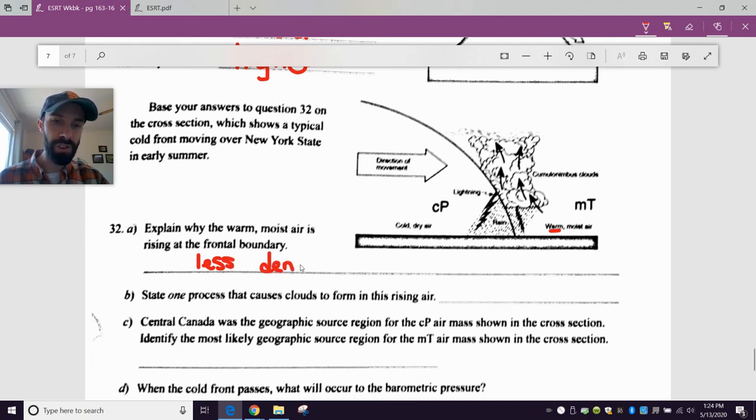It's also being pushed upward by that cold air mass, which is going underneath of it. Cold air sinks down and stays low and pushes this warm air up, wedges its way underneath of it.